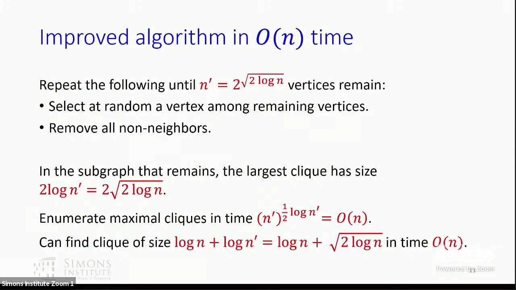Now we switch to the algorithm of enumerating all cliques in this graph. The running time of that algorithm was n prime to the half log n prime, which is order n, still linear in n. And we find the maximum clique in this subgraph that remains. So instead of extracting from this subgraph a clique of only size log n prime, as the greedy algorithm would do, we extract a clique of size 2 log n prime. Using this, we gain a log n prime. So we find a clique of size log n plus log n prime, which gains us a square root 2 log n low order term.